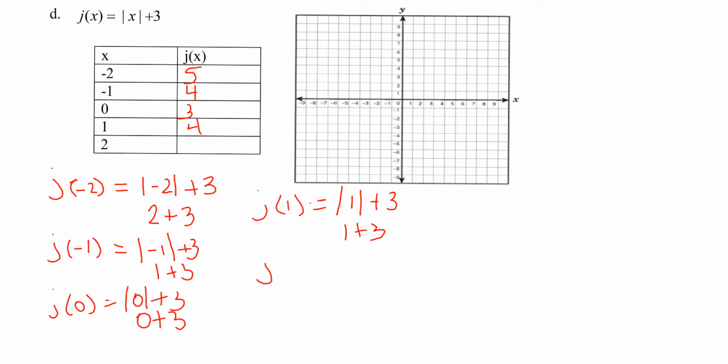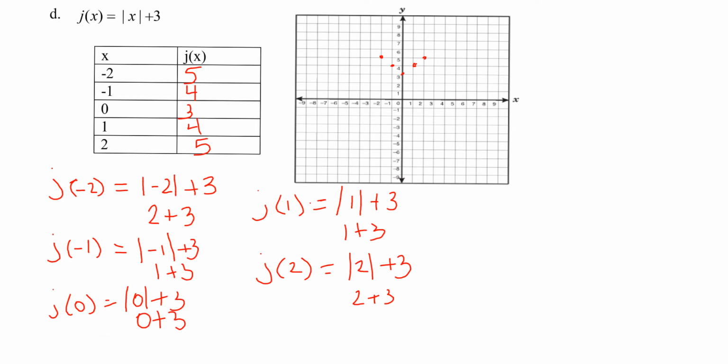And then j of 2 will be the absolute value of 2 plus 3, which will give us 5, because the absolute value of 2 is 2, and 2 plus 3 will give us 5. So then we'll plot our points. So we go out to negative 2, up to 5, out to negative 1, up to 4, 0, 3 will be right there, 1, 4 will be here, and 2, 5 will be up here.